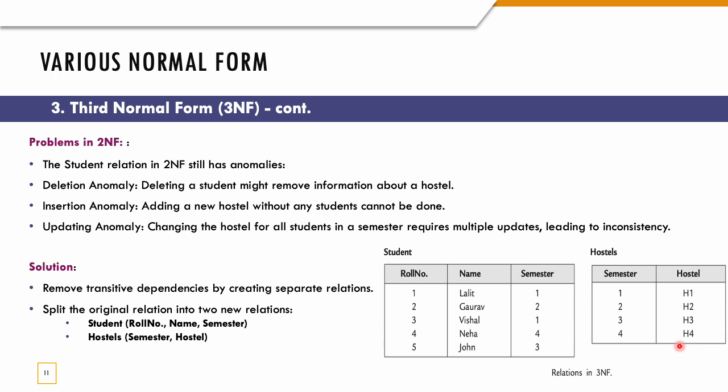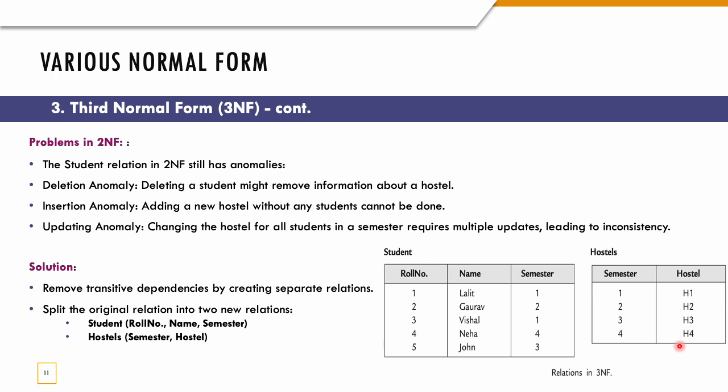And the third anomaly is called update anomaly. If we want to move all first semester students to a new hostel, we would have to update each record one by one. This is completely inefficient and error prone, as some records could be missed, leading to inconsistency.